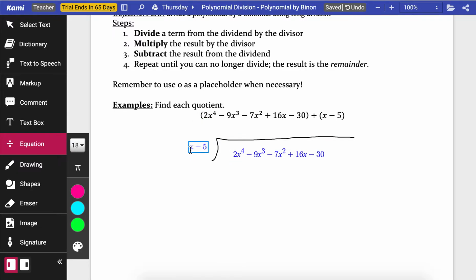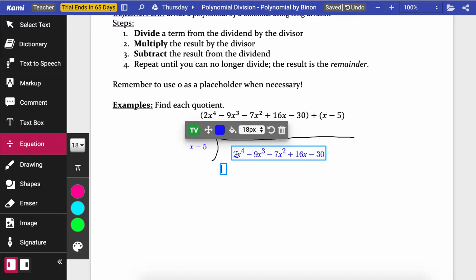So we start by dividing 2x to the fourth by x. How many times does x go into 2x to the fourth? Well, the 2 divided by 1 gives us 2, and the x to the fourth divided by x gives us x to the third. And we should see every time that the first term cancels out right away. That's our goal, is to make that first term cancel out and just see what we're left with from there.